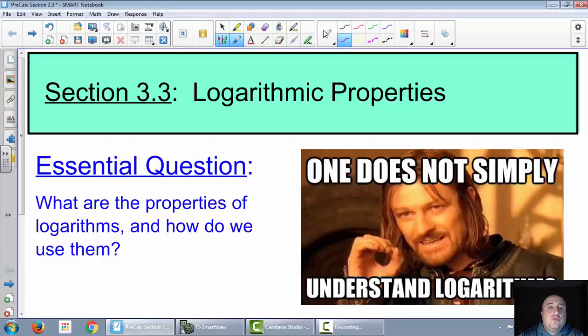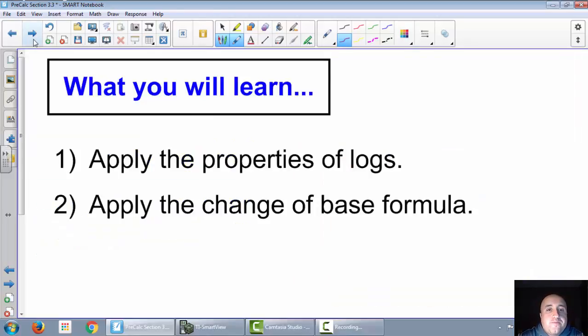All right, welcome to the next section, section 3.3, logarithmic properties. This should be a review from Algebra 2. I know logs are pretty tough, so that's why we do it again in PreCalc. So what are the properties of logarithms and how do we use them is basically what this section is about. And what we're going to learn: how to apply the properties of logs and apply the change of base formula. Change of base formula is really, really easy.